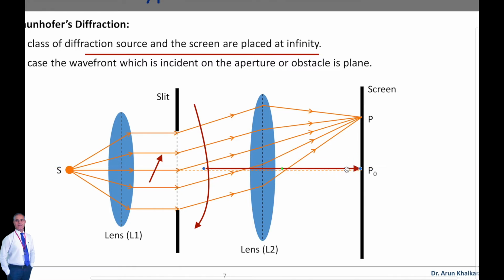The secondary waves interfere with one another and P0 will be a point of maximum intensity. In this fashion, we can observe the Fraunhofer diffraction pattern on the screen, in which the maximum intensity will be at point P0, whereas at point P we will observe less intensity.